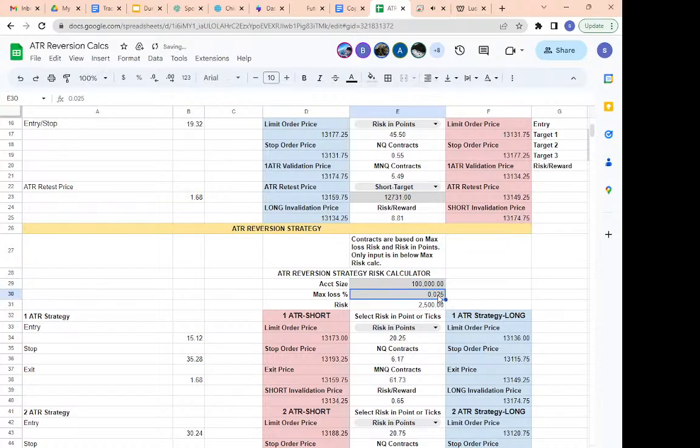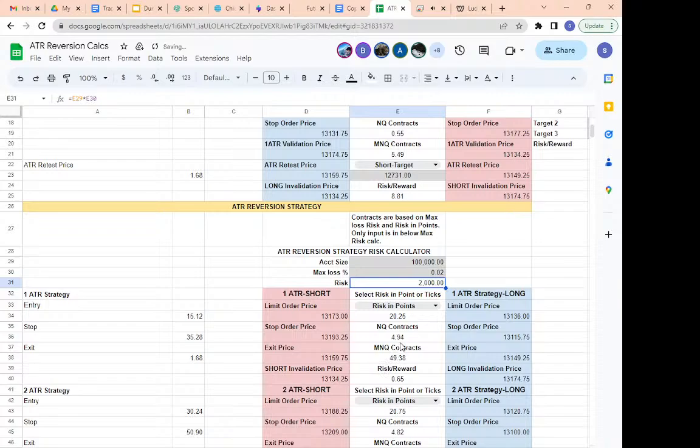He's doing ATR. He's risking 2% on each trade. So he's risking $2,000. So that means he can put on, right? So it's all based on the following rules. You just plug in your account size, right? So very happy for him.